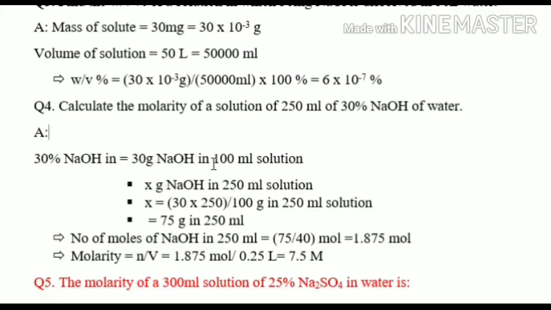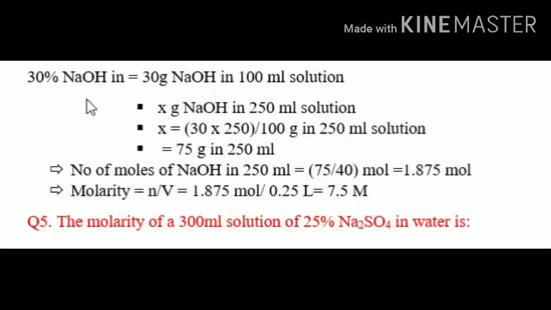তেতিয়াহ'লে 250 ml কিমান থাকিব? 100 ml যদি 30 গ্ৰাম থাকে, 250 ml কিমান গ্ৰাম থাকিব? NaOH 30% মানে কি? 30 গ্ৰাম NaOH in 100 ml solution. So 100 ml solution 30 গ্ৰাম NaOH আছে, তেতিয়াহ'লে 250 ml solutionৰ কিমান গ্ৰাম NaOH থাকিব? We will calculate that using the unitary method. So I get in 250 ml solution there is 75 gram NaOH.